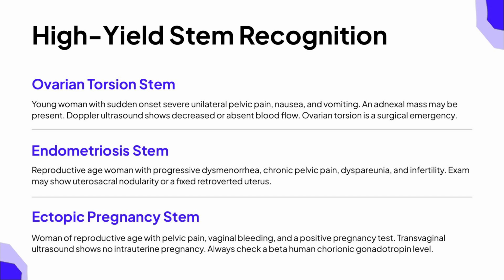For endometriosis, look for a reproductive age woman with progressive dysmenorrhea, chronic pelvic pain, dyspareunia, and infertility. The exam may describe uterosacral nodularity or a fixed retroverted uterus. For ectopic pregnancy, the stem will give you a woman of reproductive age with pelvic pain, vaginal bleeding, and a positive pregnancy test. Transvaginal ultrasound shows no intrauterine pregnancy. Always check a beta-human chorionic gonadotropin level in these patients.